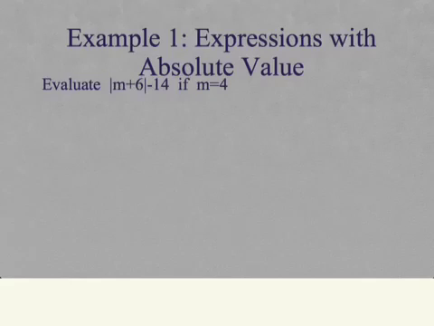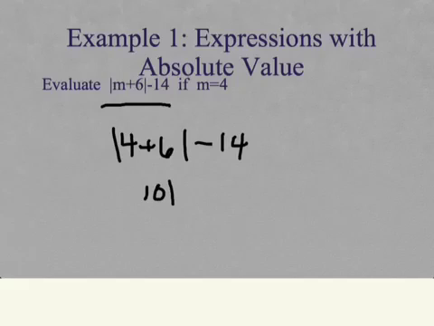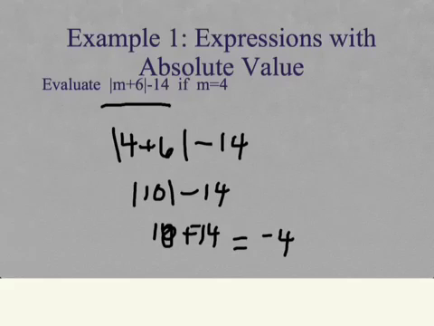So example 1, expressions with absolute value. Here we have the absolute value of m plus 6, minus 14. What is the value of this if m is equal to 4? This is really straightforward and really something that I think all of you should be able to do. So 4 plus 6 is going to give me 10. Absolute value of 10 minus 14 is really just 10 minus 14. And I expect none of you to have problems telling me that 10 minus 14 is -4. If you like, you can do keep change, and do the whole thing. But 10 plus a -14 or 10 minus 14 is -4.